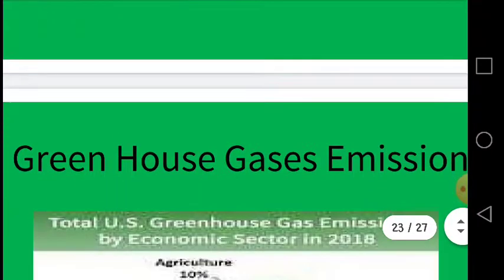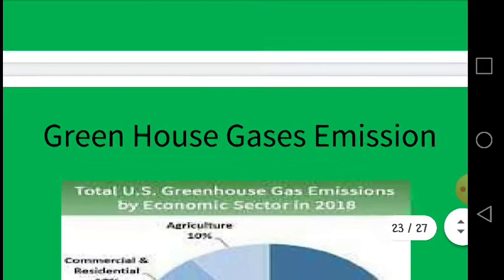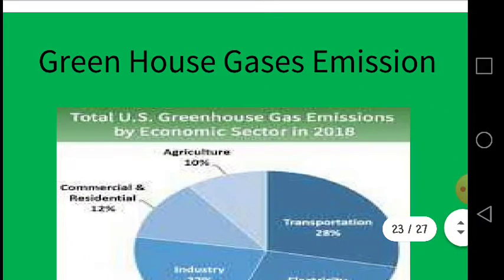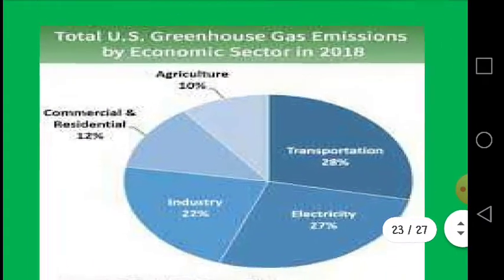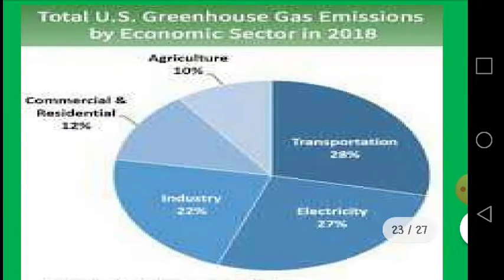Now we are going to see how these gases are produced, what are their sources. The transportation which we use produces 28% of these gases. Electricity 27%, industries 22%, commercial and residential areas 12%, and the agriculture sector produces 10% of these greenhouse gases. These are the different sectors which are responsible for the greenhouse gases.